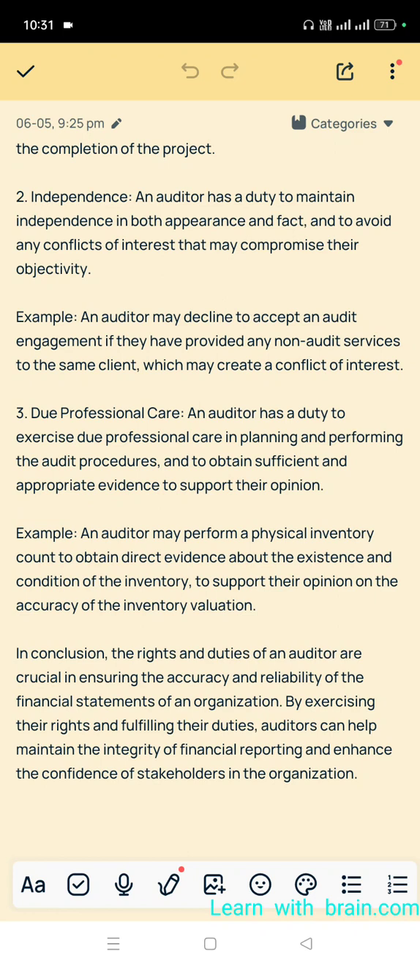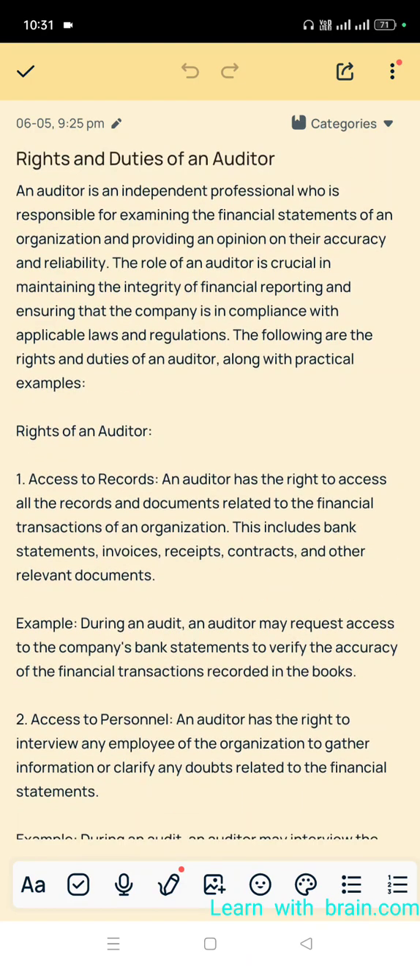Next, the conclusion. The rights and duties of an auditor are crucial in ensuring the accuracy and reliability of the financial statements of an organization. By exercising their rights and fulfilling their duties, auditors can help maintain the integrity of financial reporting and enhance the confidence of stakeholders in the organizations. This is the rights and duties of an auditor.